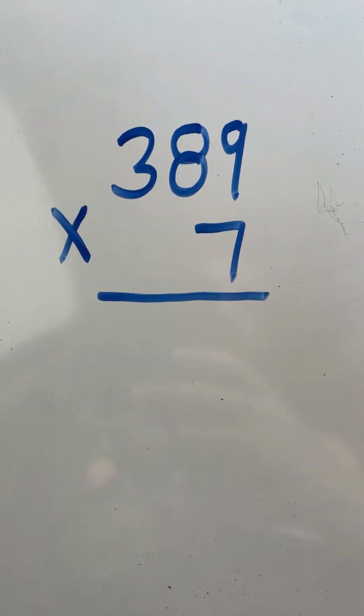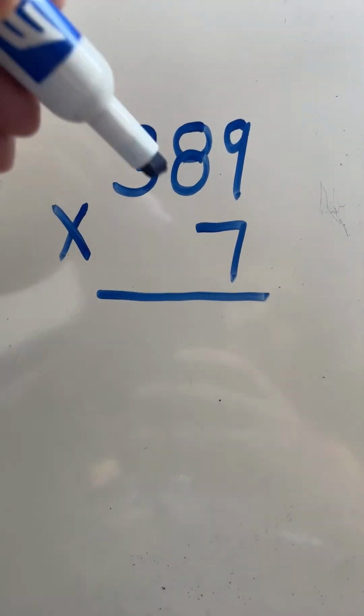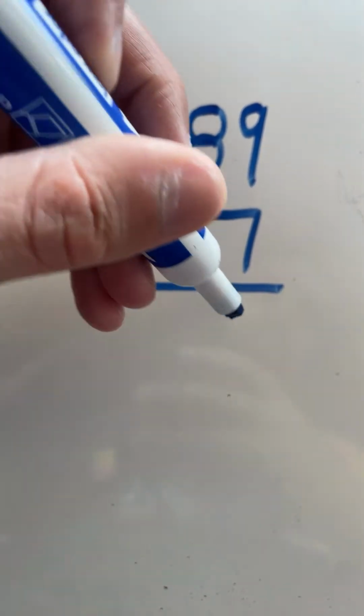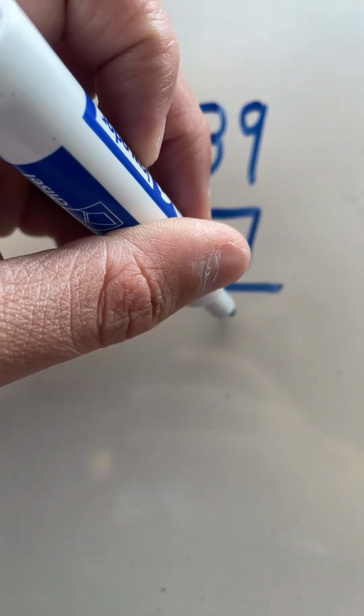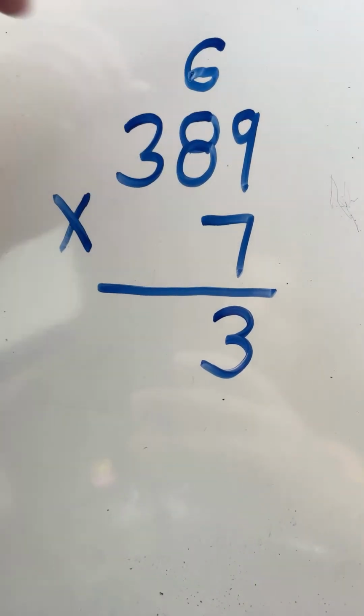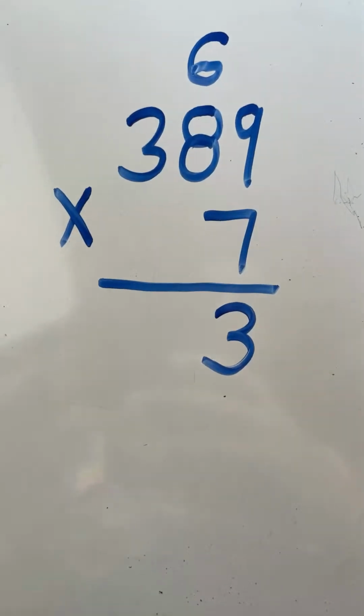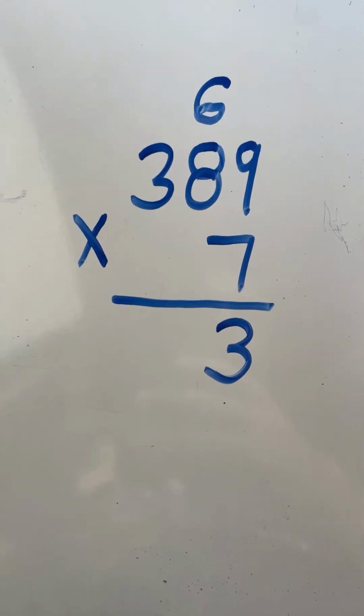9 times 7 equals 63. Now because our product is more than 10, we will need to regroup. So the 3 in 63 goes in the ones place. The 6 gets carried over to the tens place. Next, we're going to multiply 8 times 7. 8 times 7 equals 56.